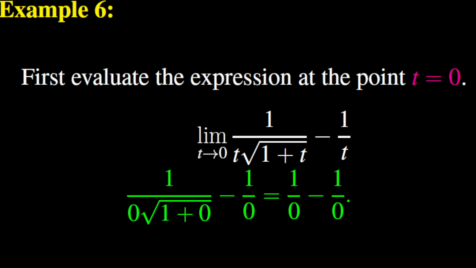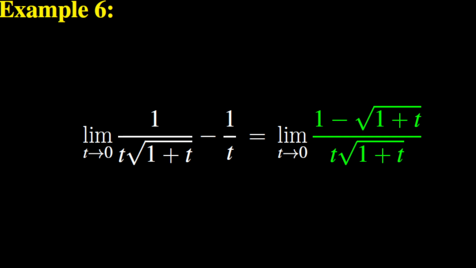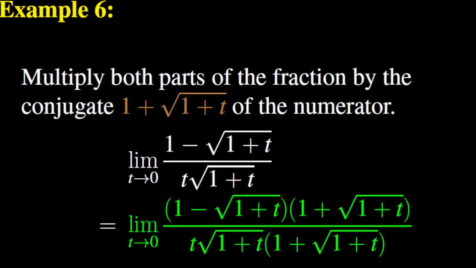We have to simplify the expression in order to find the real value of this limit. This initial evaluation is inconclusive. We start our analysis by reducing the fractions to a same denominator. This is done by multiplying both the numerator and denominator of the second fraction by the square root of 1 plus t. In order to simplify the expression, we multiply both parts of the fraction by the conjugate of the numerator, which is 1 plus square root of 1 plus t.